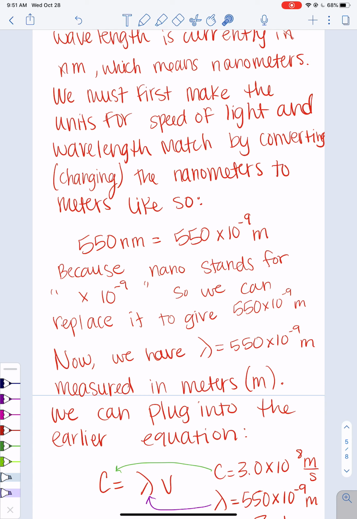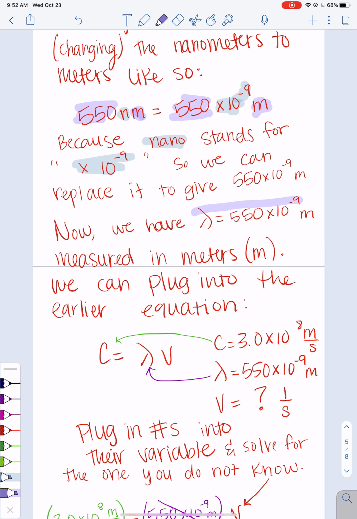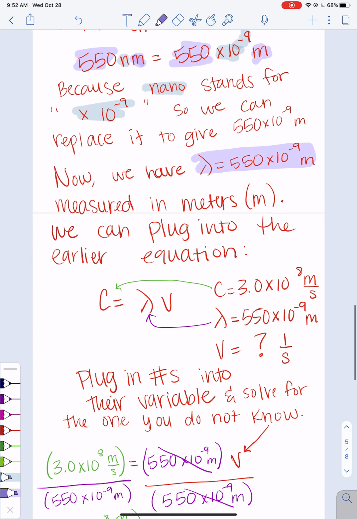550 nanometers is equal to 550 times 10 to the negative 9 meters, because nano stands for times 10 to the negative 9. So we can replace this n with times 10 to the negative 9. If you notice, everything else stayed the same. We just replaced the n with times 10 to the negative 9. So now we have that lambda is equal to 550 times 10 to the negative 9 meters. So now our units match.